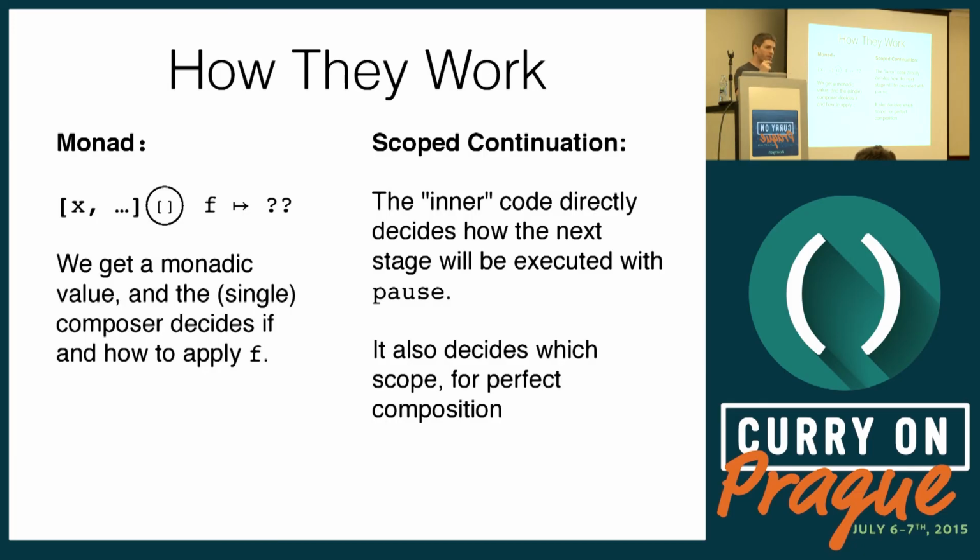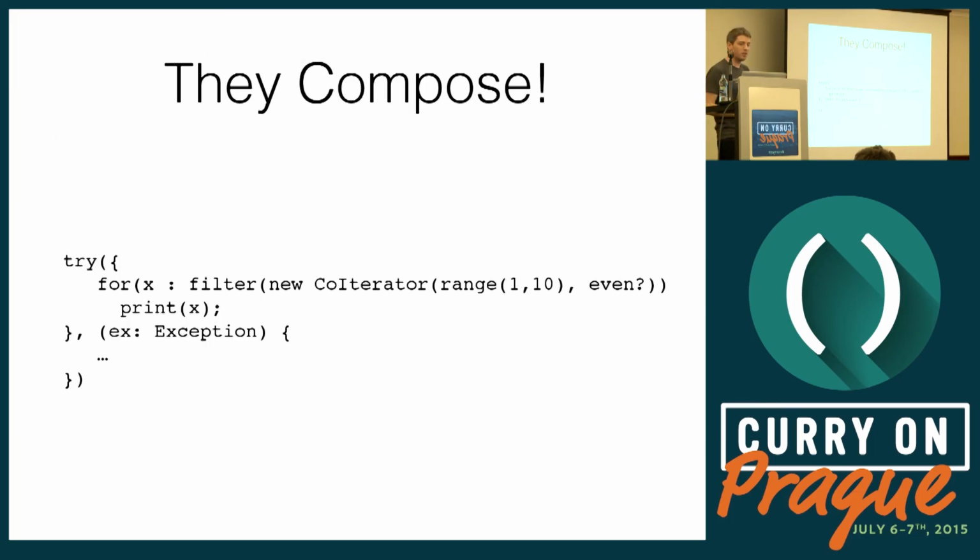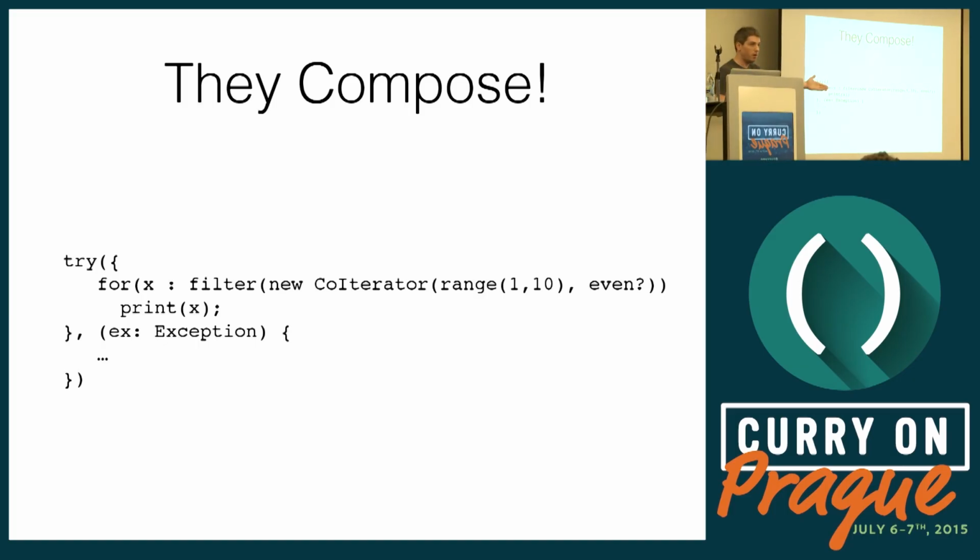It's like the monadic value saying, this enclosing monad, don't listen to me. I want another monad to listen to me. And this gives us great composition. So we can have the try scope, and within it, the co-iterator scope, and anything in here. So the range can call produce, or a filter can call produce to produce another element for this scope, but it can also call throw. And if it calls throw, it's going to get handled by the outer scope. So these things compose perfectly.